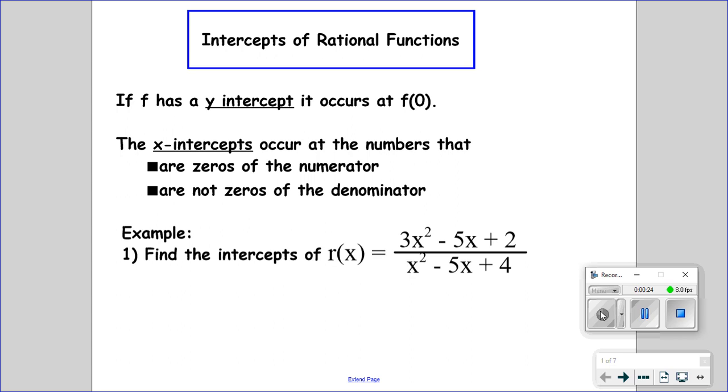All right, so actually finding the intercepts is no different than how you would find the intercepts of any function. To find a y-intercept, you just plug in 0 for x and solve for y. So if f has a y-intercept, because sometimes a rational function may not cross the y-axis, it occurs at f of 0. So basically, you would just plug in 0 for x.